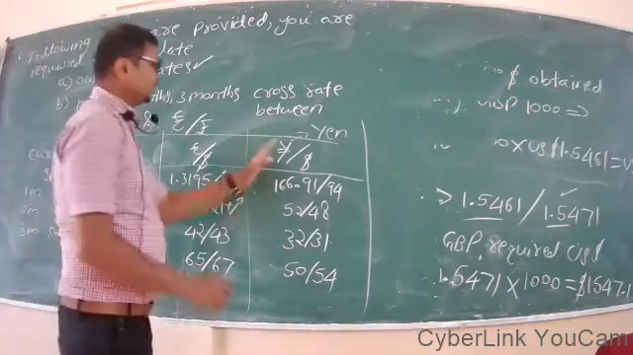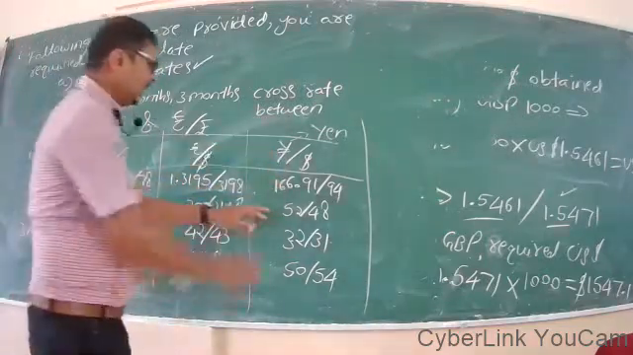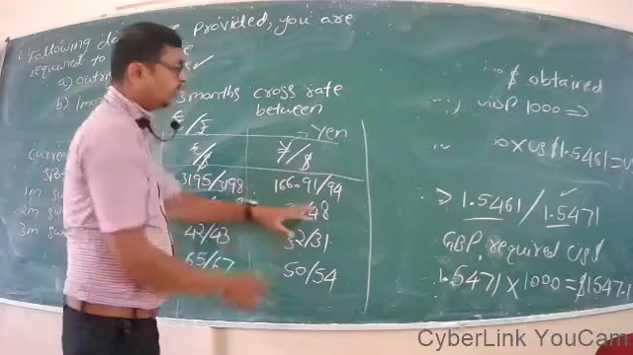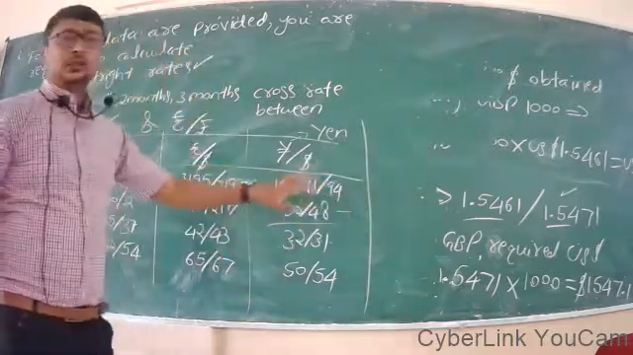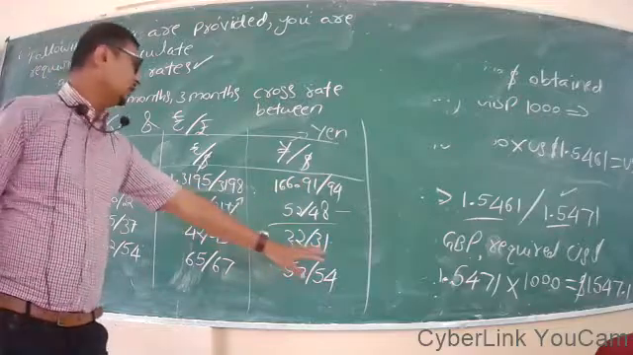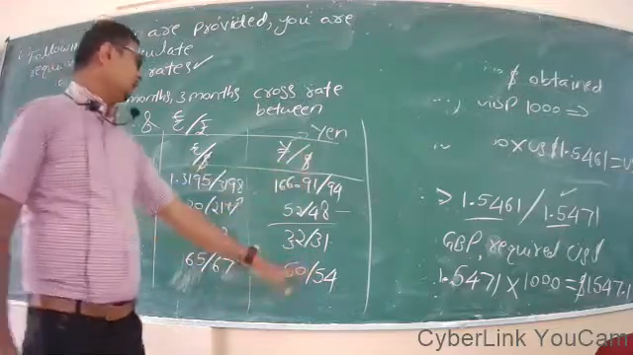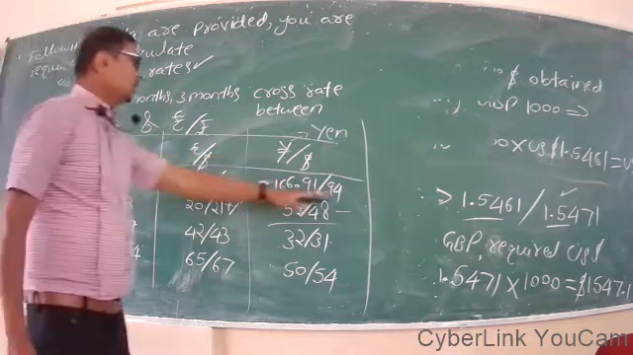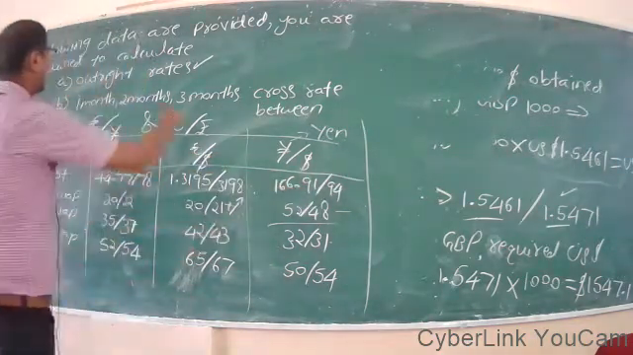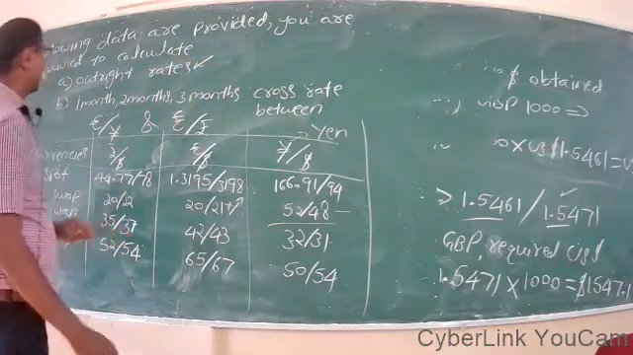Now again yen per dollar, again you have to add it. So 52/48, you have to deduct it from the spot rate. Now 32/31, again you have to deduct it. 50/54, you have to add it to the yen per dollar spot rate. Now you will get the answer for all the outright rates.